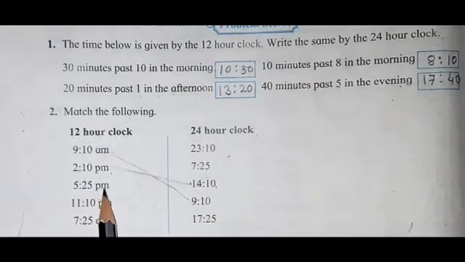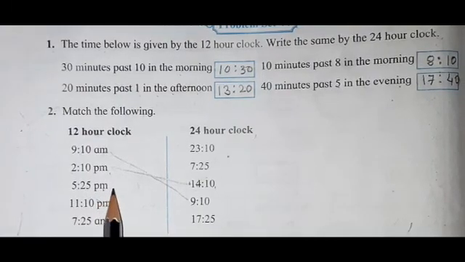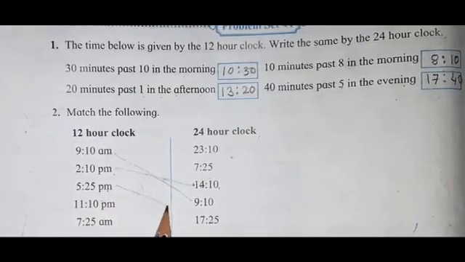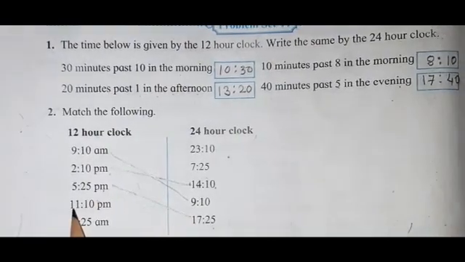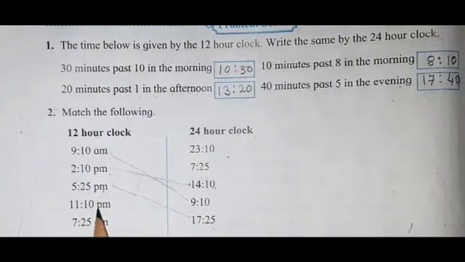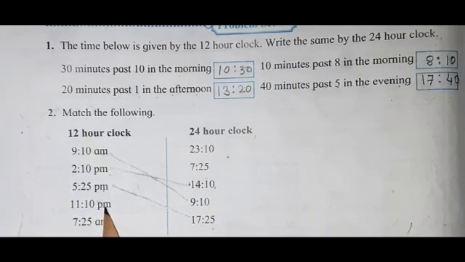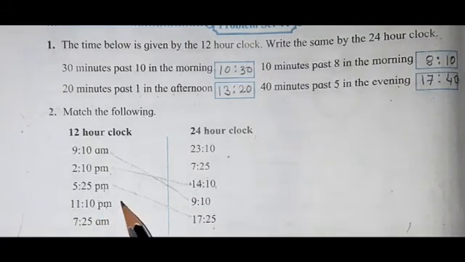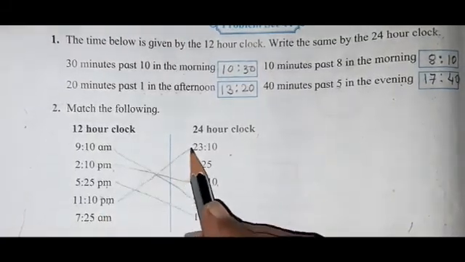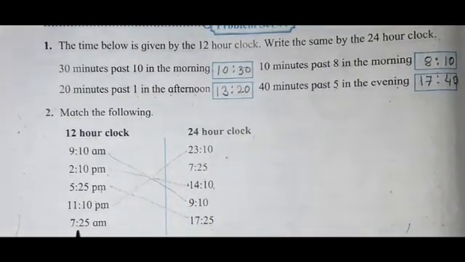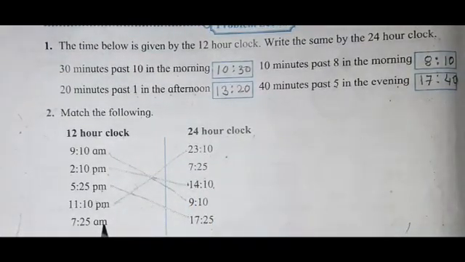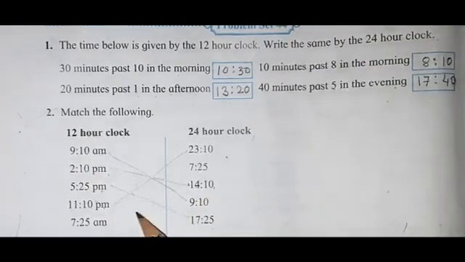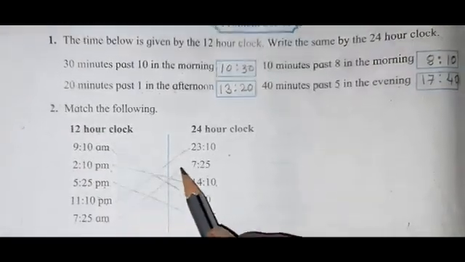Next 5:25 p.m. means 17:25. Now in 12-hour clock 11:10 p.m. it means 23:10. Now 7:25 a.m. in 24-hour clock is 7:25.